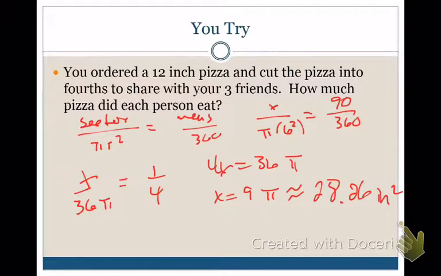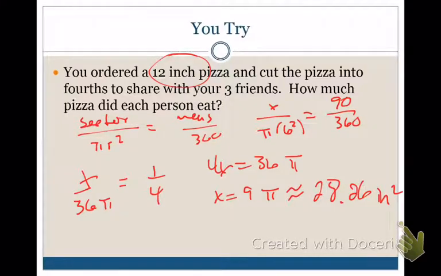Did you get 28.26 inches squared? Using the area of a sector proportion, sector over pi r squared equals measure over 360. We're trying to find x. And we're going to compare that to pi times 6 squared. This is the diameter, and we need the radius to plug into the area of a circle. And it says you cut it into fourths. So we're going to assume that the arc measure was 90 degrees. That's a fourth of 360. So x over 36 pi equals 1 over 4. Cross multiply and solve. And that area of the sector is 28.26 inches squared.